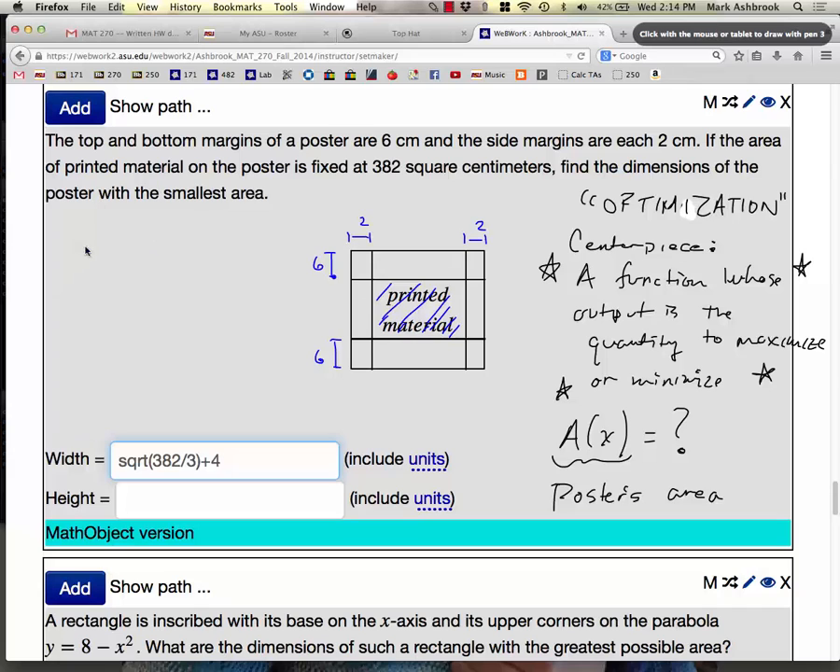So what do we know? Let's call this the height, little h. Little h is for the printed material. And little w for the printed material. So we know that h times w equals 382. Okay, so now we can get a formula for the area of the whole poster. So the area of the whole poster would be like, what? Big W, call it big W, times big H.